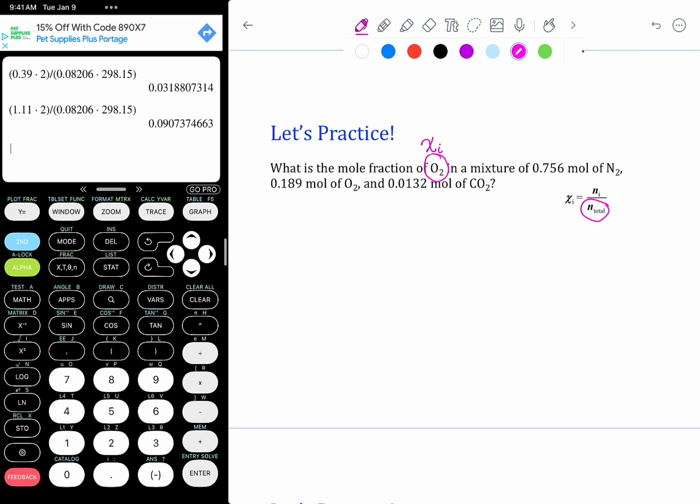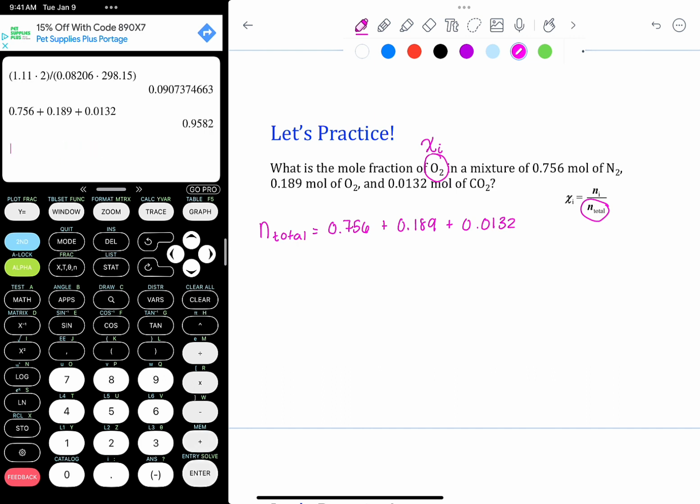So what we need to do, we need to calculate n total first. So we need to add up all of those mole values. 0.756 plus 0.189 plus 0.0132. So our n total is 0.9582 moles.